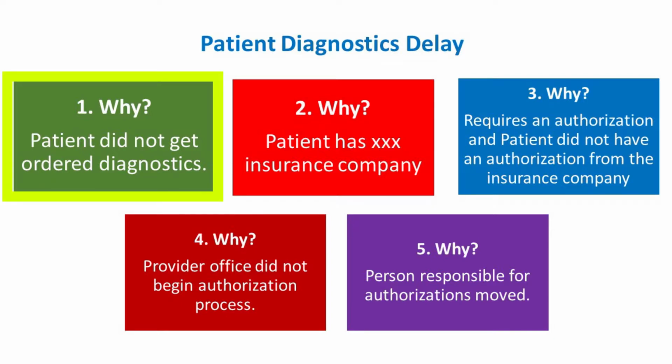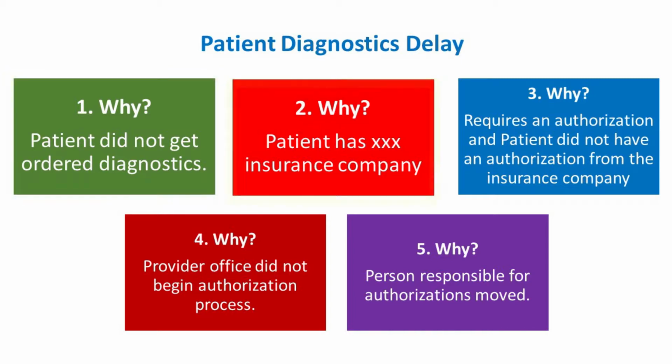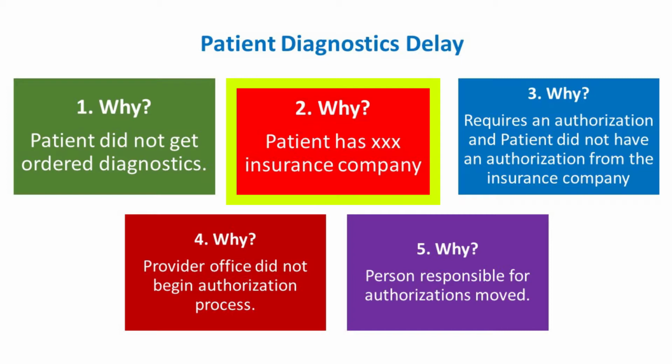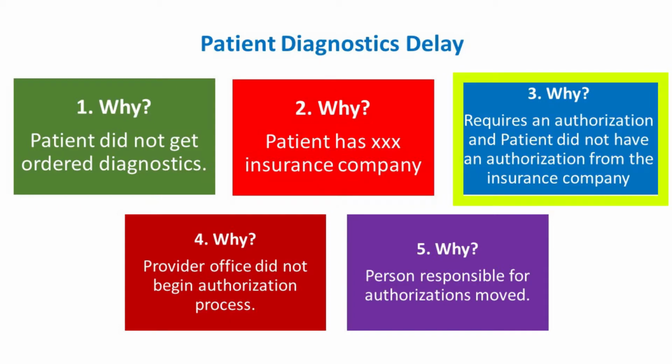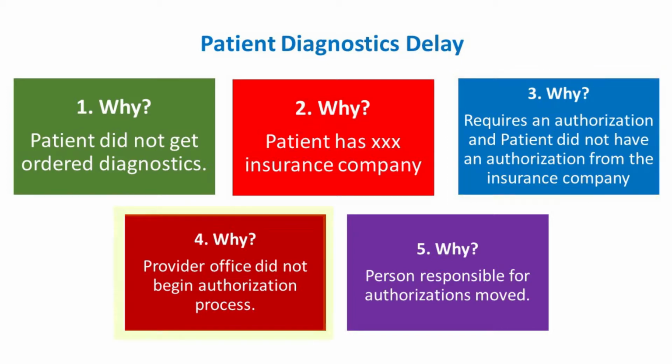The first why asks, why did the patient not get the test? The answer, because the test was not ordered. The next why asks, why was the test not ordered? The answer, the patient has an insurance that requires authorization. The next why asks, why wasn't the authorization done? The answer, the provider office did not begin the authorization process. The next why asks, why didn't the provider office start the authorization process?